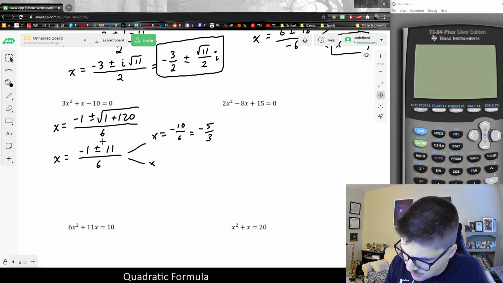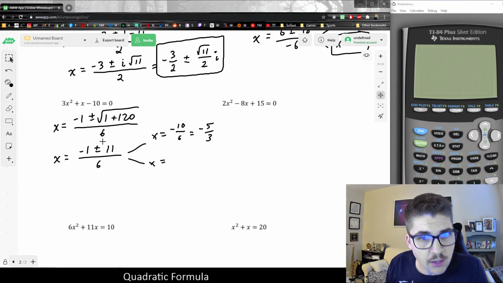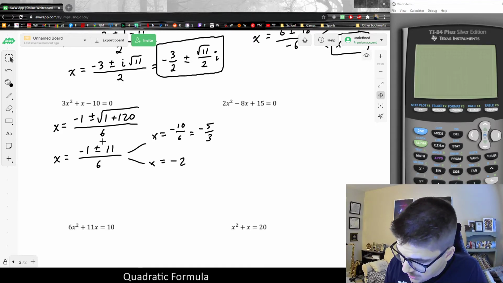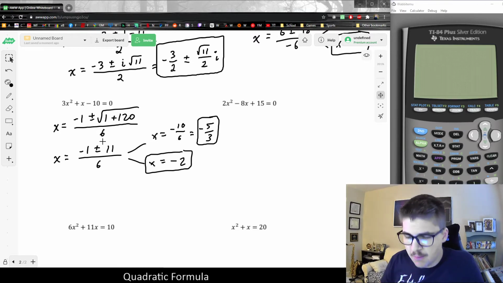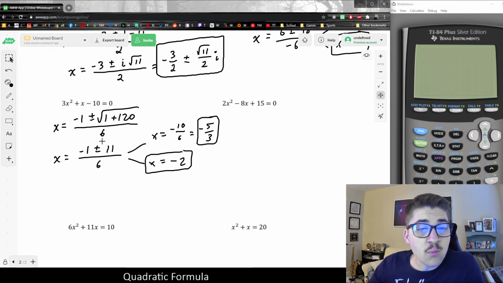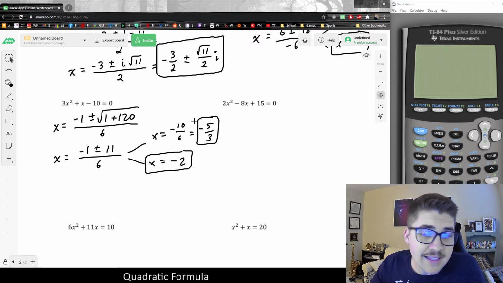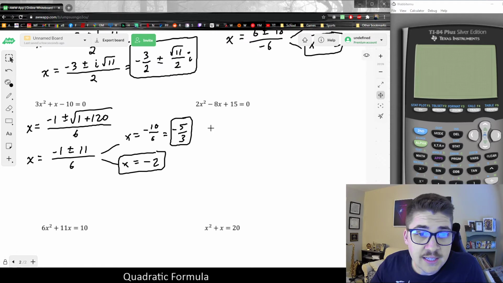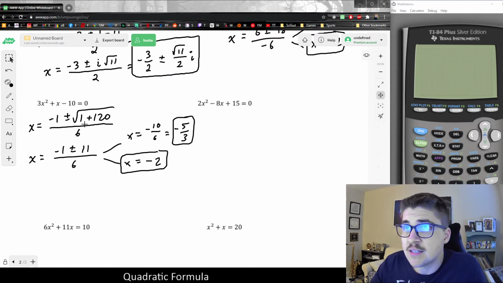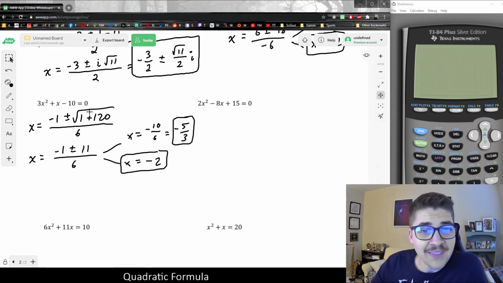And then if I do the negative variant, that would be negative 1 minus 11. Negative 12 over 6 is negative 2. And I get one fraction, one whole answer, which are, again, whenever we get rational answers, it means that this could have been factored. And you could have used a magic X or whatever other method to just factor this instead. But it is worth noting that you're always going to get the correct answer, obviously, because that's the whole point of the formula. Anyways, let's do another one.